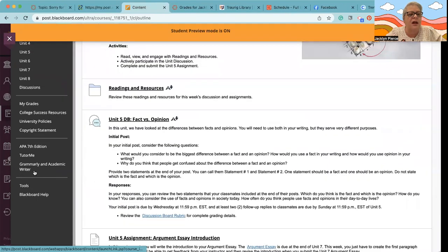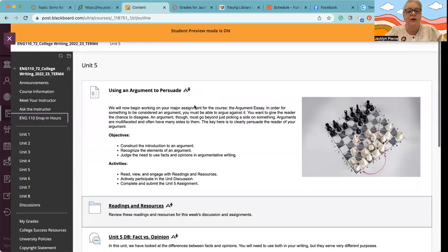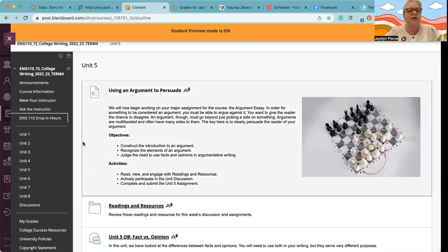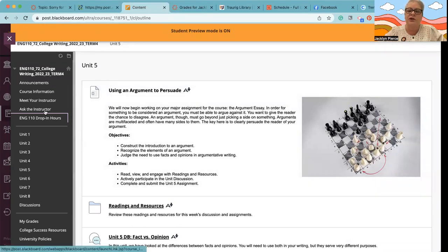In the left-hand column, you have Academic Writer and the Tutor Me system. So you can do this. I promise you can. If you have questions about the assignments, feel free to use the Ask the Instructor discussion board. If you have questions about your personal performance on an assignment after you've gotten a grade, do not post that on the Ask the Instructor.